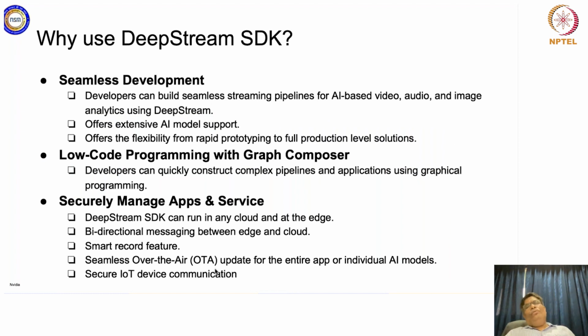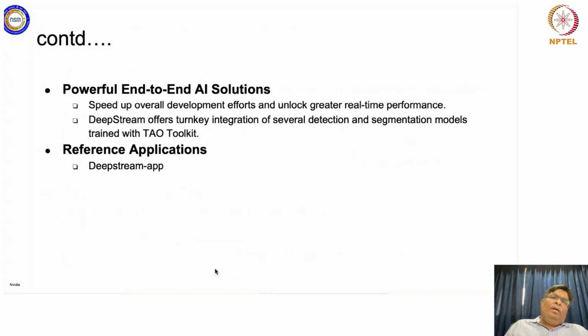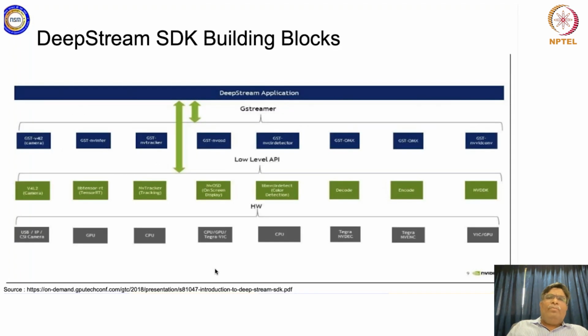So why you should use the DeepStream SDK, I have told you various reasons for trying to use it. These slides will be shared. You can have a look at these as well. One of the things is it is a powerful end-to-end AI solution development toolkit. That's very, very important, right? So this is how you are going to build your application. As I told you, you are using GStreamer, and then you have these plugins, then these low-level APIs, and these low-level APIs run on these hardwares, right? This is another way of representing whatever we had discussed previously.